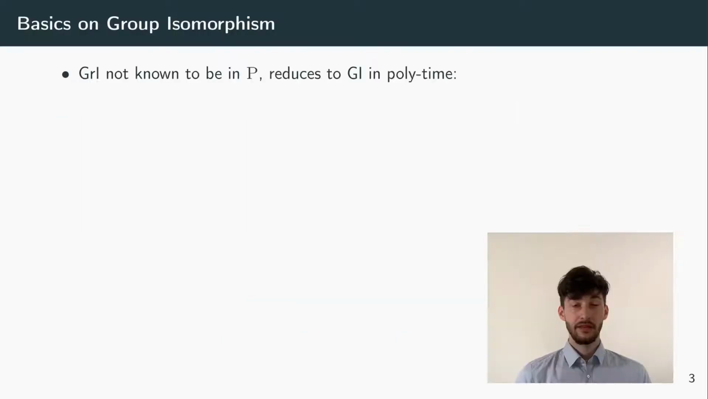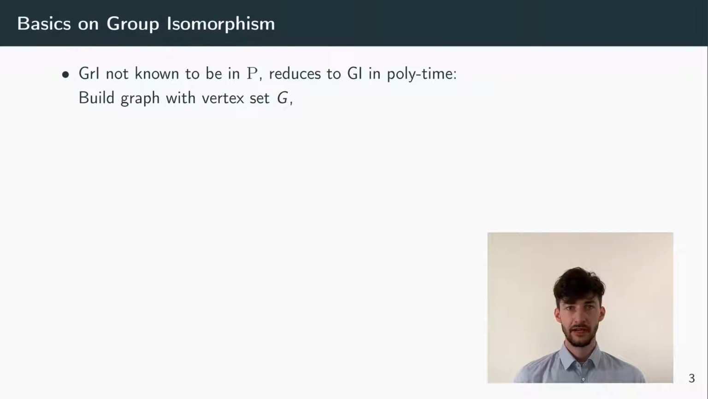The group isomorphism problem is not known to be solvable in polynomial time, and we don't have evidence pointing in this direction really, and at the same time it reduces to graph isomorphism. So as the latter, group isomorphism is a natural candidate for an NP intermediate problem as well.